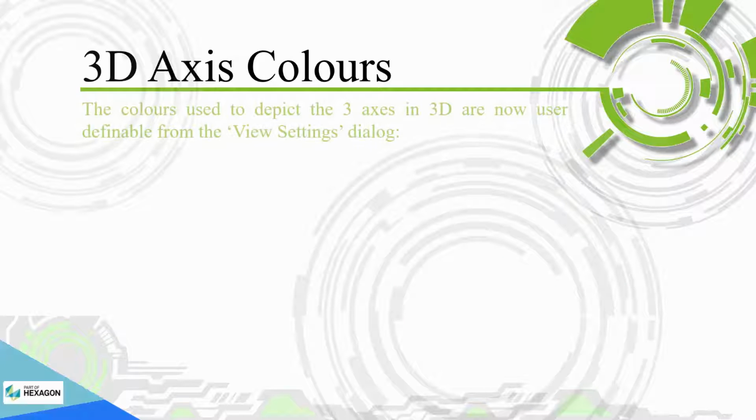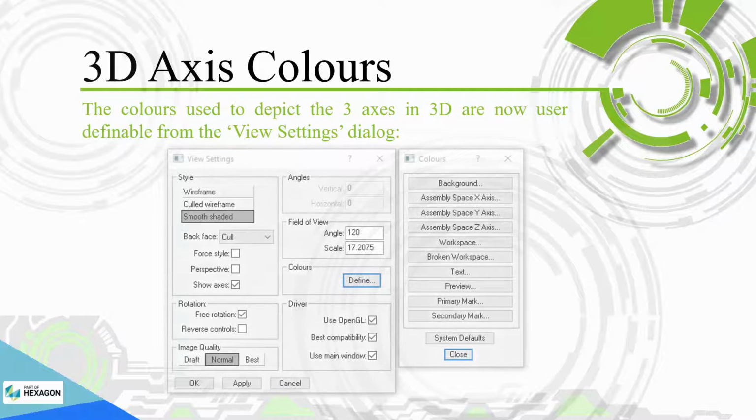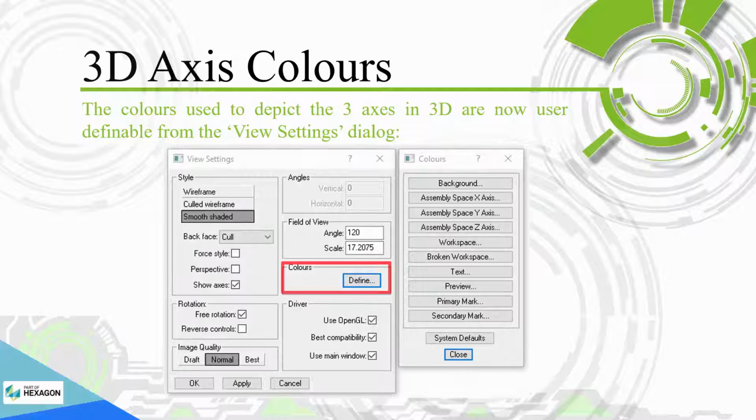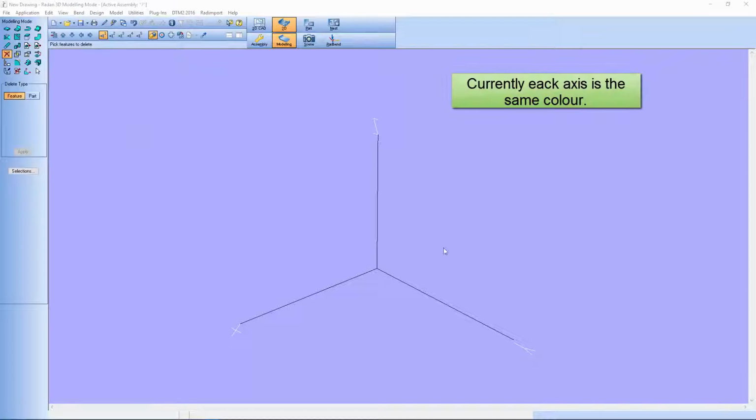3D axis colors. The colors used to depict the 3 axes in 3D are now user-definable from the View Settings dialog. By selecting Define in the Colors option, the user can specify a unique color for the X, the Y, and the Z axes. Let me show you this in 3D.